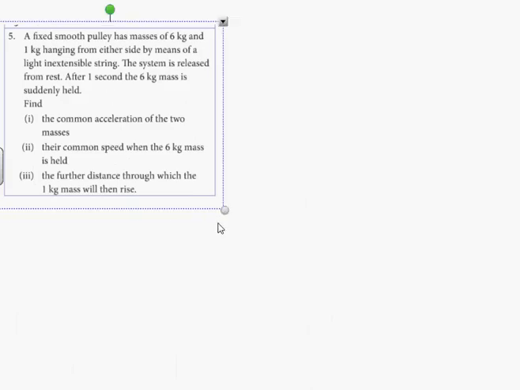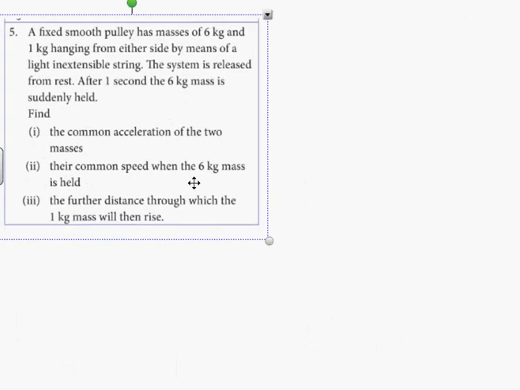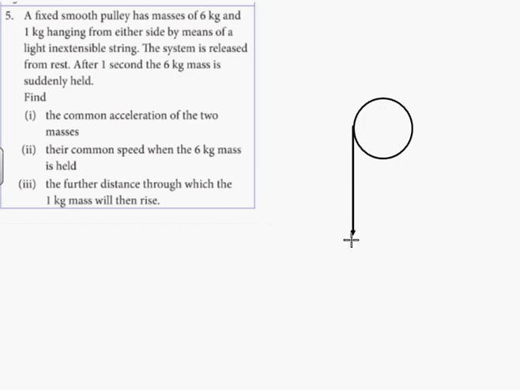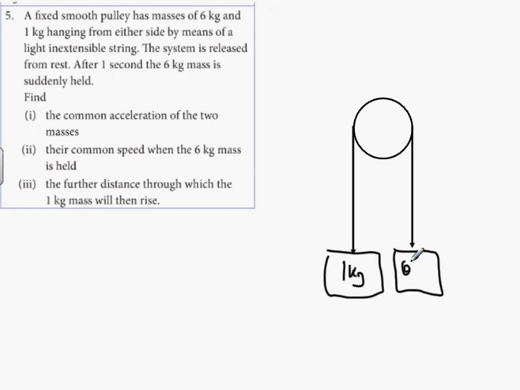A smooth fixed pulley has masses 1 kilogram and 6 kilograms hanging from either side by means of a light inextensible string. So there you go, your two strings are here. And then we have particle A, particle B. We'll do the same thing as last time, 1 kilogram, 6 kilograms, okay? The system is released from rest. After 1 second, the 6 kilogram mass is suddenly held.